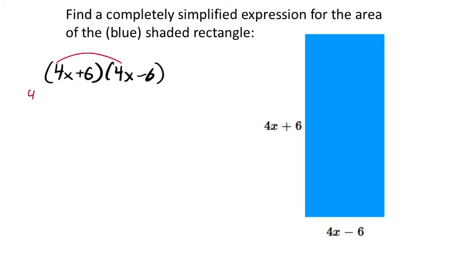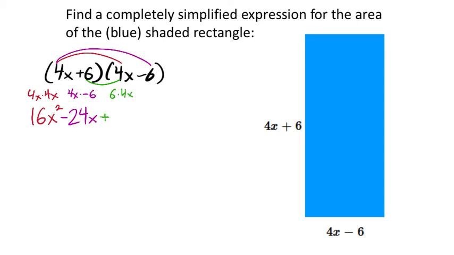I'm going to multiply the 4x by 4x. So 4 times 4 is 16, and x times x is x squared. Because we're foiling it up. So 4x then times negative 6. 4 times negative 6 is negative 24. That's how many x's we have. And then 6 times 4x is positive 24x. And we'll come back to that. But then finally, 6 times negative 6 is negative 36.